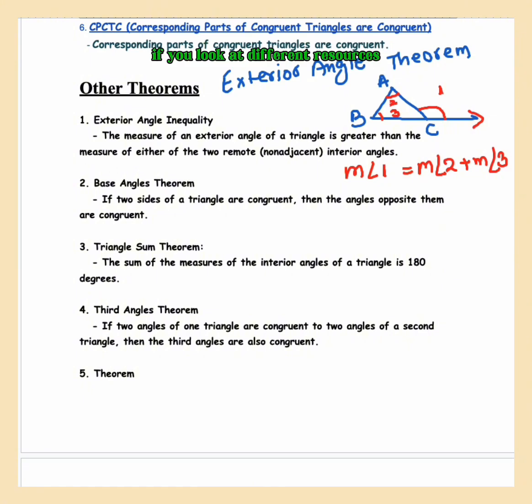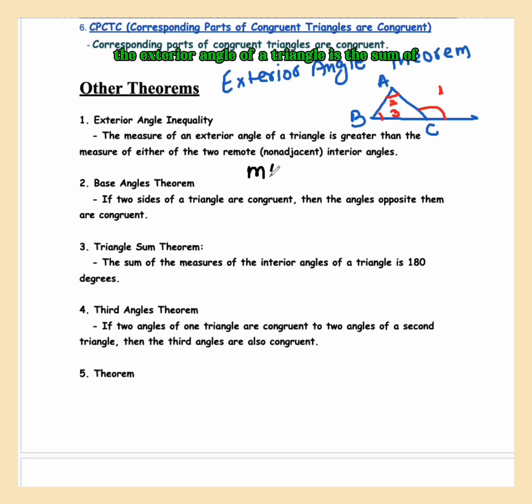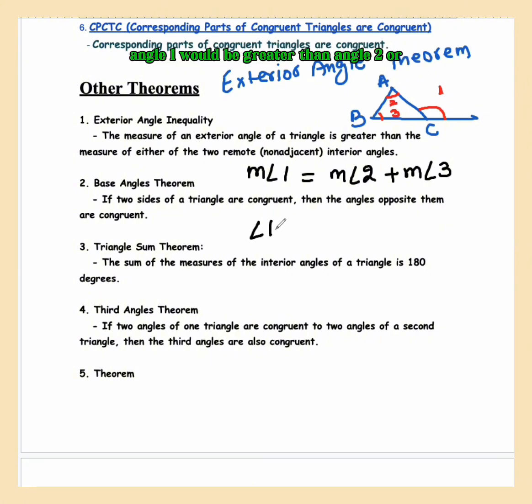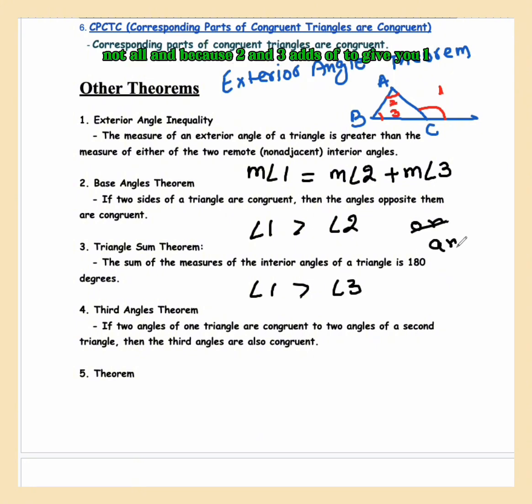If you look at different resources throughout the internet, it is also expressed as: the exterior angle of a triangle is the sum of the two interior opposite angles. So same theorem, just a different way of expressing it in words. Now, once you know the exterior angle theorem, you can already guess that angle 1 would be greater than angle 2 and angle 3. Because 2 and 3 add up to give you 1, and that's where the exterior angle inequality comes in.